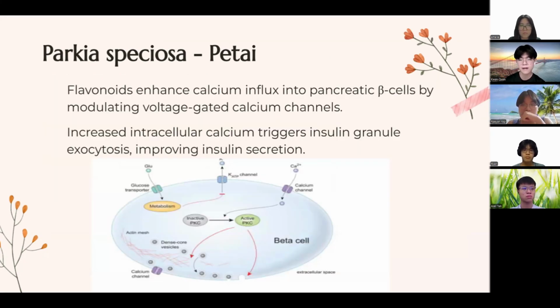Next, the flavonoids also modulate voltage-gated calcium ion channels, enabling the calcium ions to enter the cell to activate the calcium-dependent protein kinase 2, which helps to facilitate the fusion of the insulin-containing vesicles with the plasma membrane, such that the insulin will be secreted out of the cell, promoting exocytosis, and it affects the increased uptake of glucose by cells, thereby decreasing the blood glucose levels. I will pass it on to Emily.